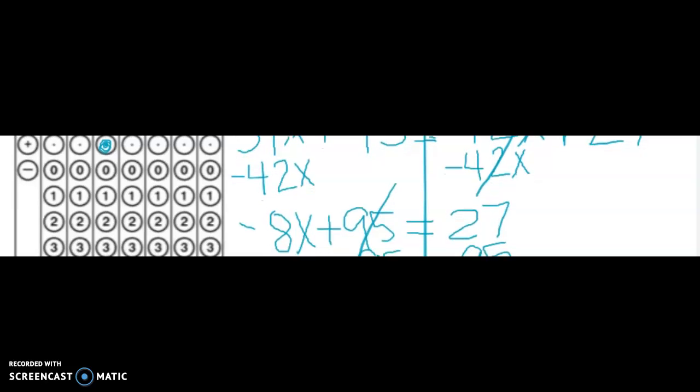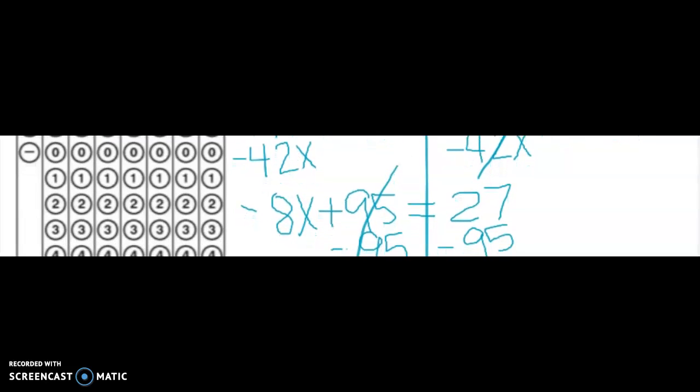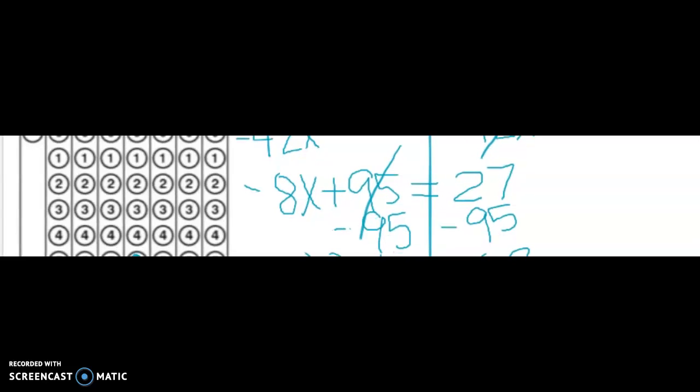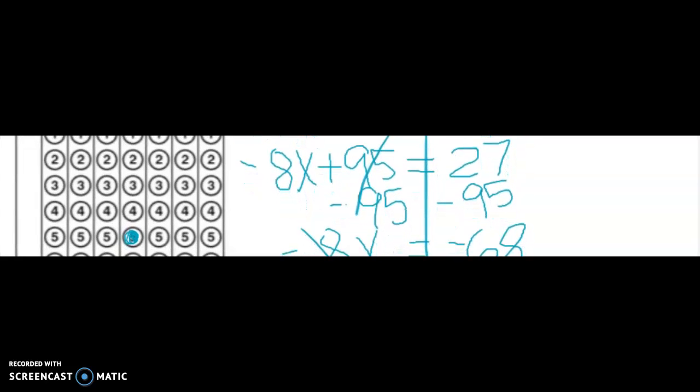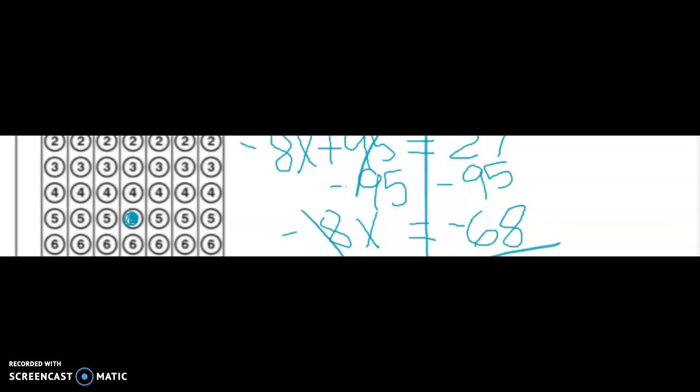My only option, or my best option, is to move that 95 to the other side by subtracting 95 from both sides. Okay, on the left-hand side, it simplifies to negative 8x is equal to, on the right-hand side, if I do 27 minus 95, I get a negative 68.